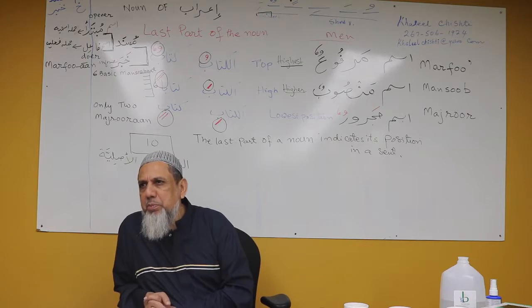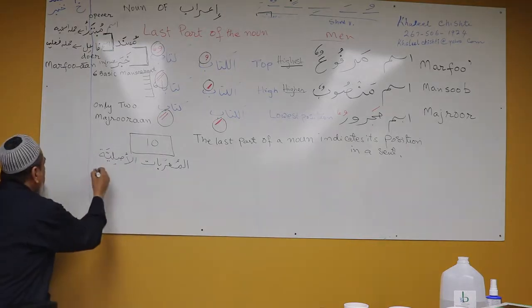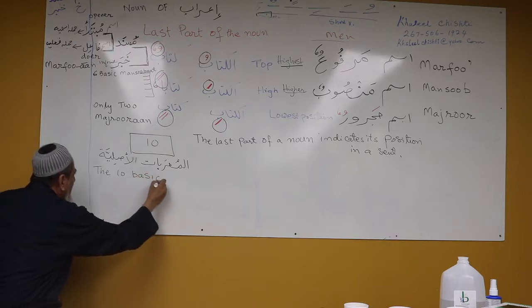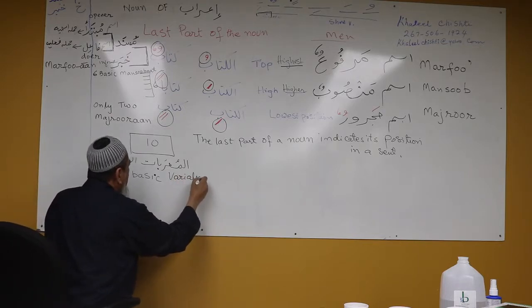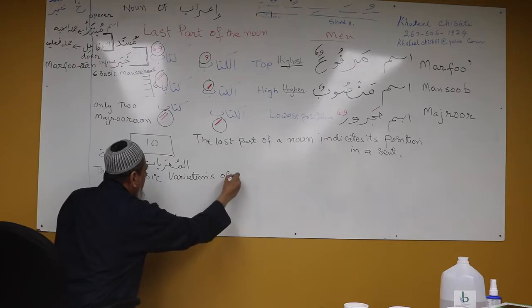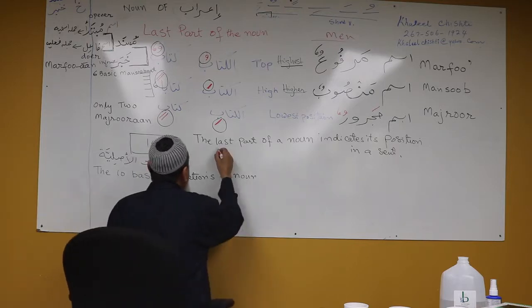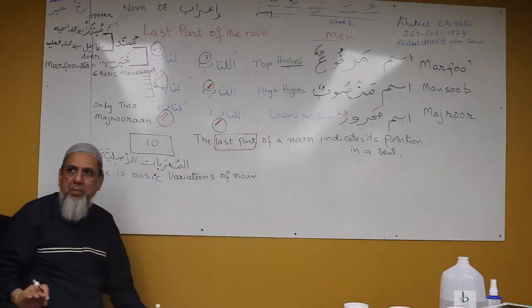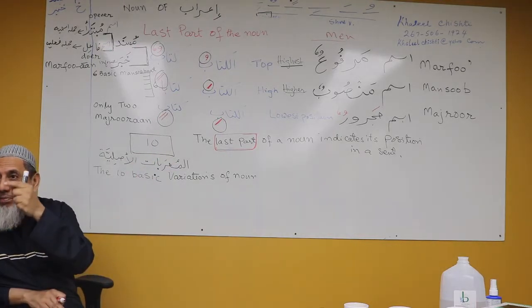I don't understand the 10 al-murabat. Al-asliya means the meaning of this, right down here: the 10 basic variations of noun. And I said in the beginning, it's a variation in the last part of a noun. Because al-kitabu, al-kitaba, al-kitabi, the variation is at the end.